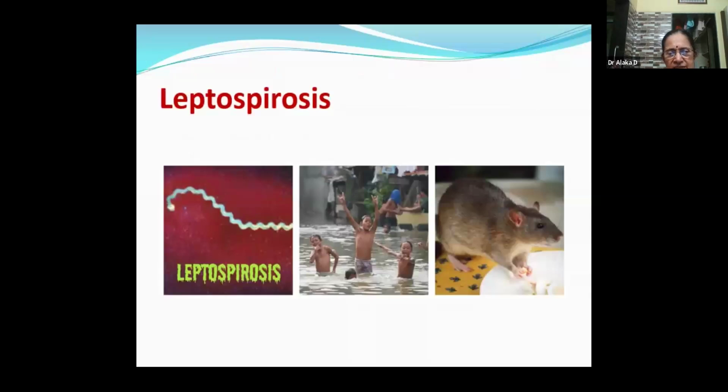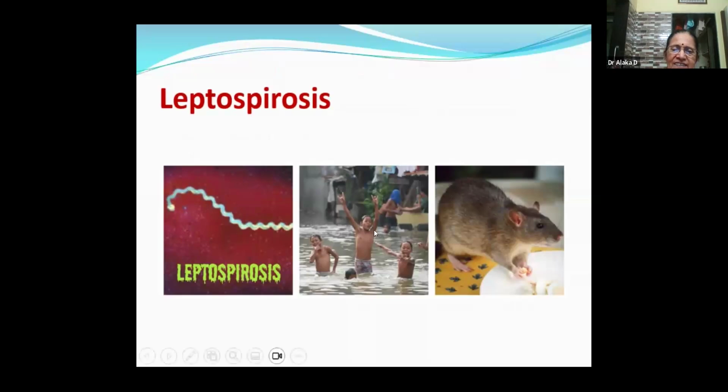Then we come to a third infection with thrombocytopenia. Now, all these infections are more common during monsoon. I think Dr. Asrani has started the series of monsoon-related illnesses, so I am taking a slightly different title, fever with thrombocytopenia. Leptospirosis is caused by spirochetes.